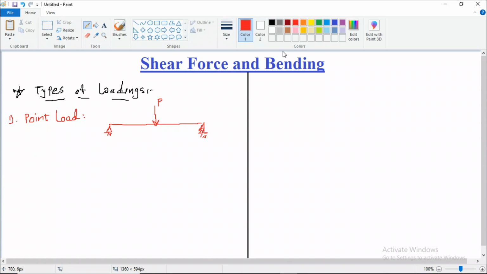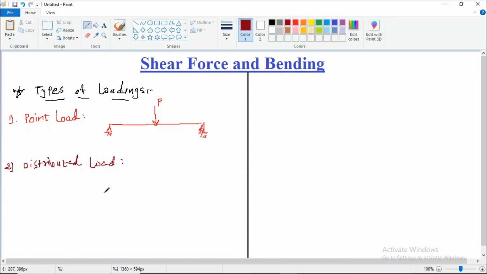Second type of loading that we will see in this chapter is distributed load. So what is the meaning of this distributed load? So in distributed loading, the whole load is distributed over some area. The intensity of loading may be different or constant at various locations.